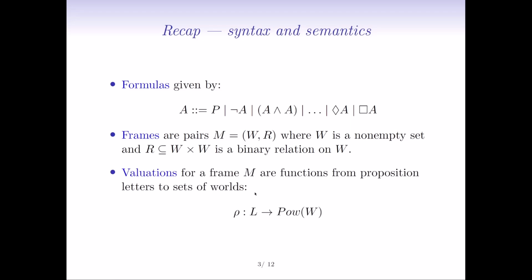And then we have the idea of evaluation. So if we've picked a particular frame, or a particular graph, if you like, then evaluation is a map from proposition letters to the power set of W, which is to say, for every proposition letter, say P, rho of P is a subset of W. So in other words, evaluation for every proposition letter returns a set of worlds, and it's supposed to be the set of worlds where that proposition is true.